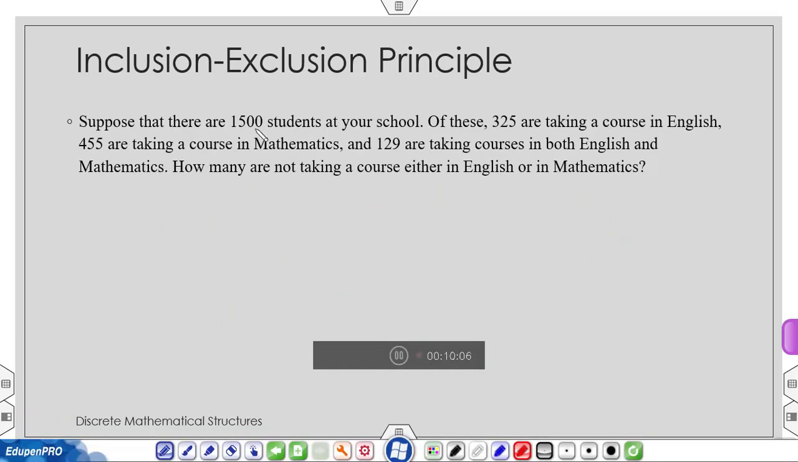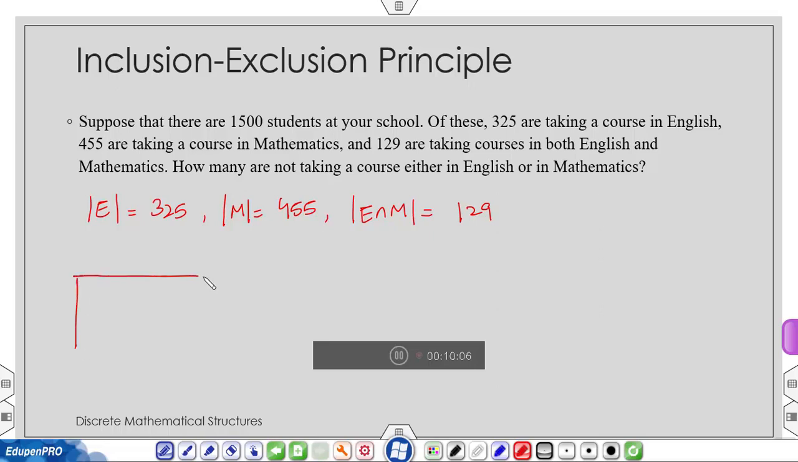Now suppose that there are 1500 students at your school. Of these, 325 are taking a course in English. That means we can say that the number of elements in set E is 325. 455 are taking a course in mathematics, so this is 455. And 129 are taking courses in both English and mathematics, so this will be 129.